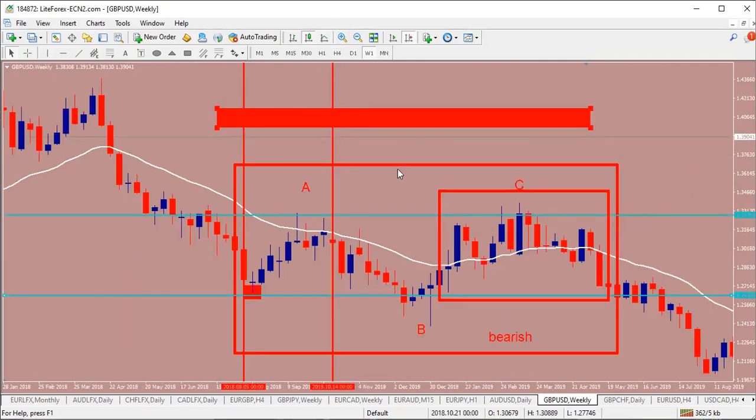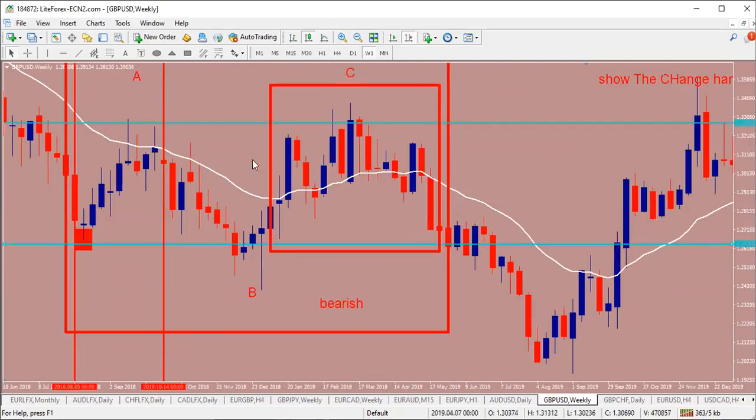Now, if you analyze level C, look at the first area here. One bullish bar took 3 weekly bearish bars to overcome. That tells you there are still bullish traders in the market. The bulls are still very much present, and that was why they took price up to C.